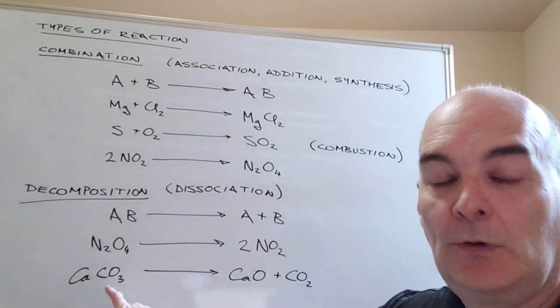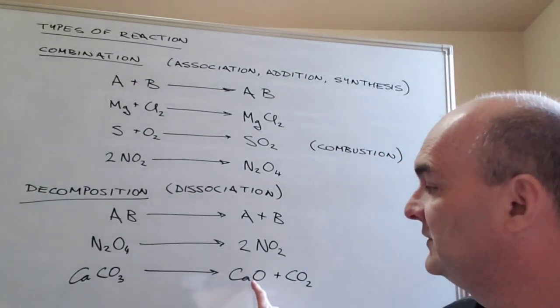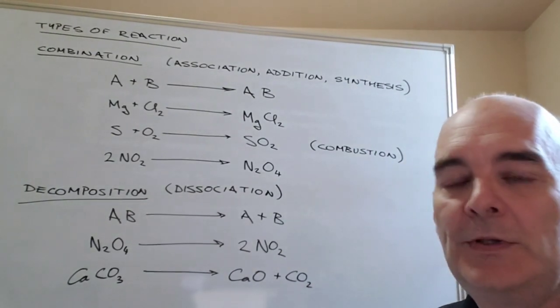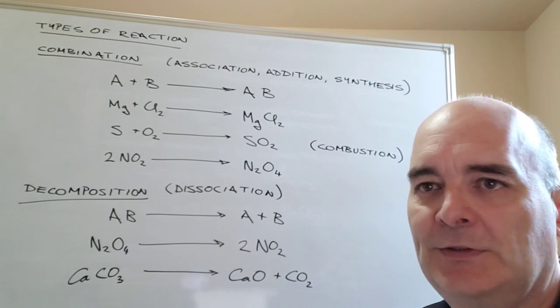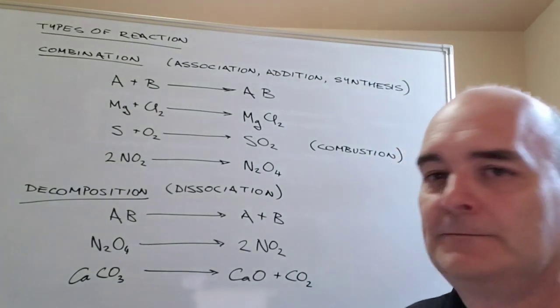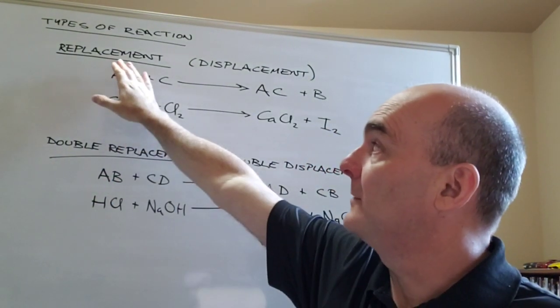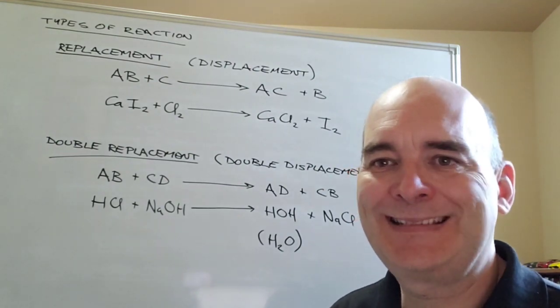Calcium carbonate, or limestone, when you heat it, decomposes into calcium oxide, lime, and carbon dioxide. That turns out to be a very important ancient piece of chemistry. Another type of reaction that we can look at are called replacements. Replacements are often known as displacements.